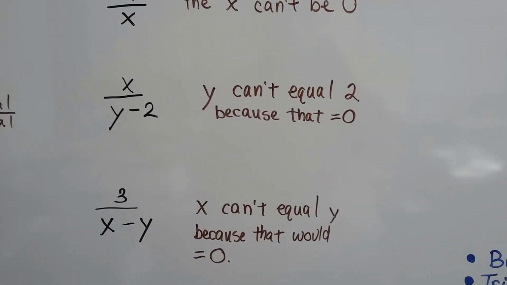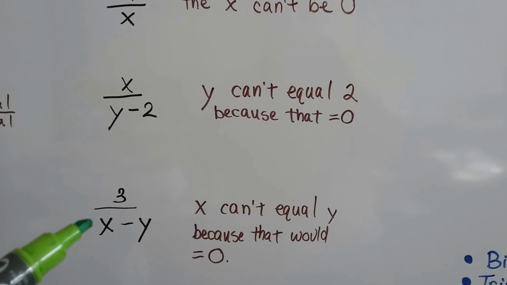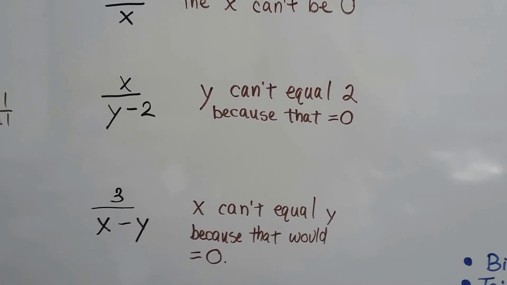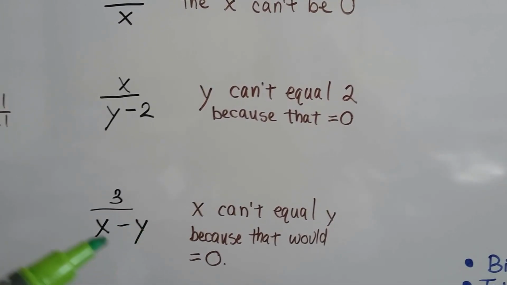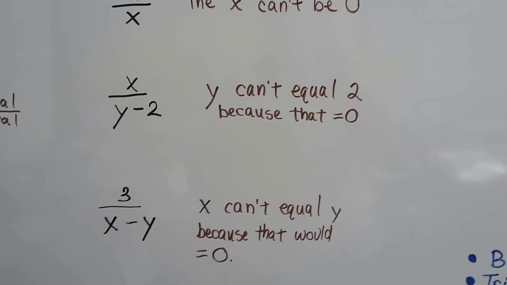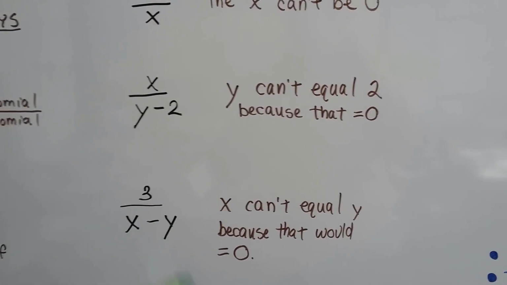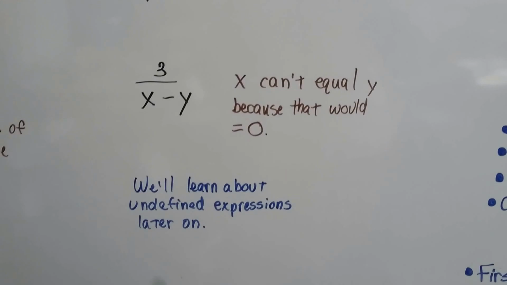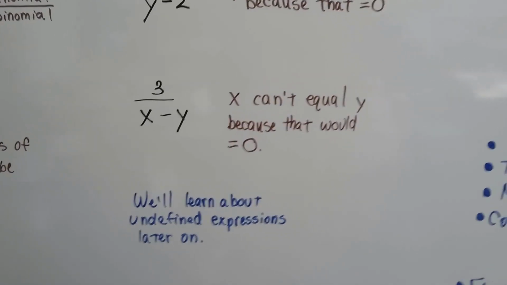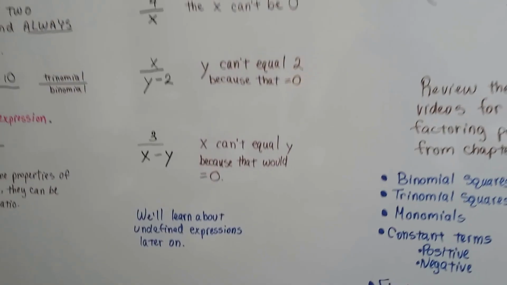And if we have 3 over x minus y, the x cannot equal whatever number the y equals because then we would have a 0 when we subtracted. See? If x was 3 and y was 3, that would make a 0, wouldn't it? We're going to learn about undefined expressions later on. Right now, this is just Algebra I, okay?